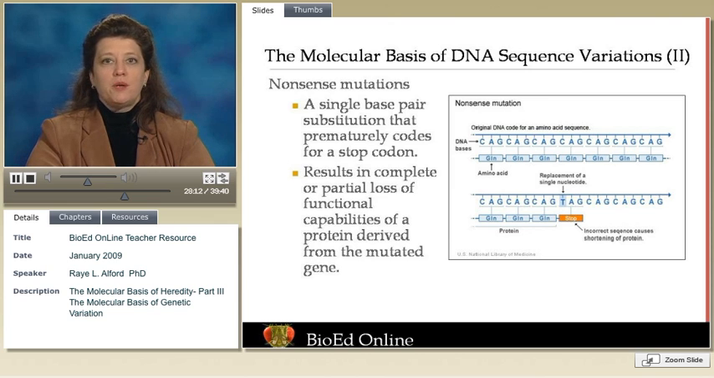Nonsense mutations are substitution mutations that result in the substitution of a stop codon into a protein at a position where an amino acid would normally occur. Nonsense mutations result in the premature truncation of a protein. If the nonsense mutation occurs at the beginning of the gene, it may result in a complete loss of the functional capabilities provided by a protein derived from the mutated gene. If it occurs near the middle or end of the gene, it may result in the production of a protein missing only some of its functional capabilities.